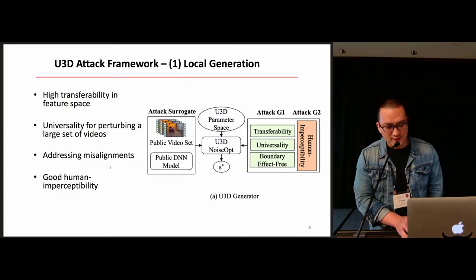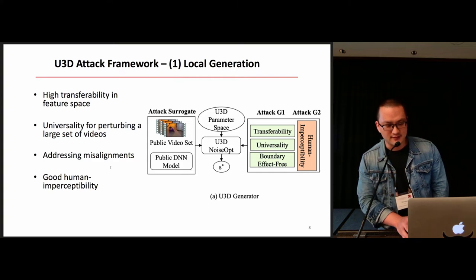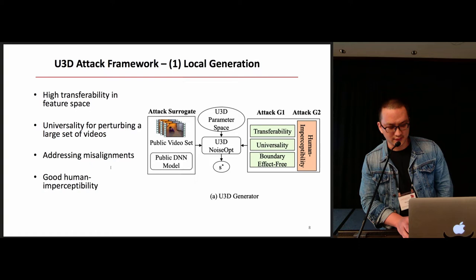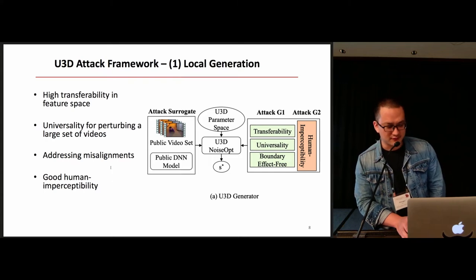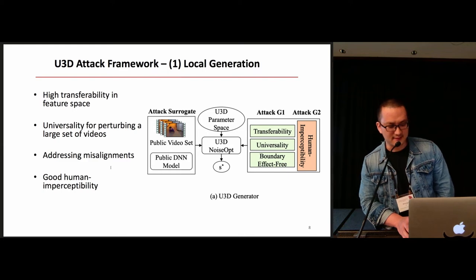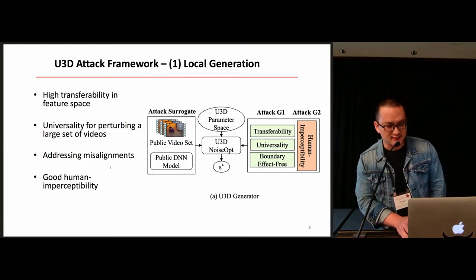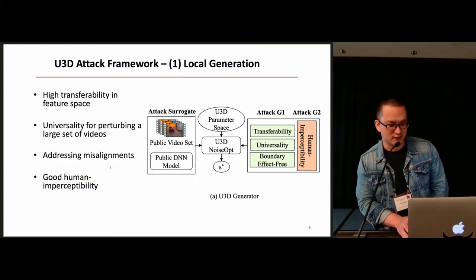So after constructing our noise, let's talk about our attack framework. The first is the local perturbation generation and optimization. We define the following goals: we want to achieve high transferability in the feature space, and we also want our attack to be universal and to perturb a large set of videos or unseen data examples. We also want to address the misalignment in video attacks. Of course, we want our attack to achieve very good human imperceptibility.